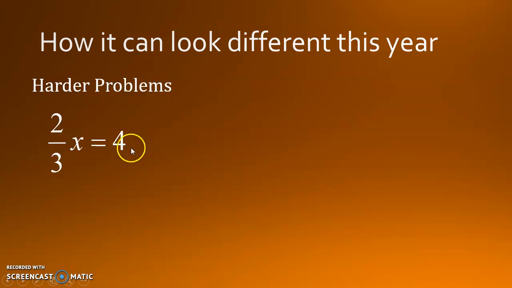And, you know, a lot of kids just end up putting this stuff in their calculator. 4 divided by 2/3, which is not going to help you when we change all these to variables. So we have to know how to actually do it. So I'm actually going to make this a two-step problem.